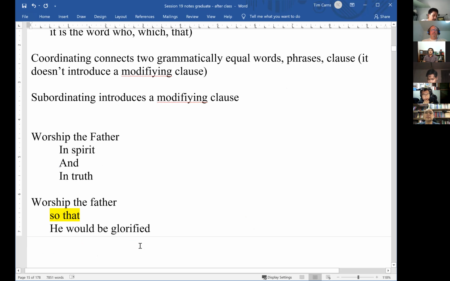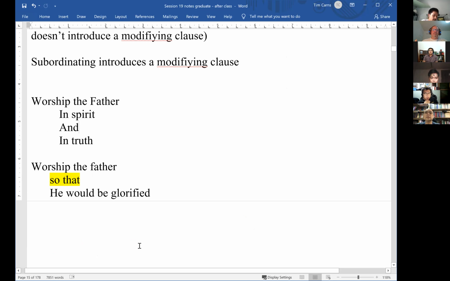The coordinating conjunction just takes two grammatically equal statements and couples them together. But a subordinating one introduces a clause that's modifying something else. And here is not introducing in spirit. And is connecting in truth to in spirit. Okay?